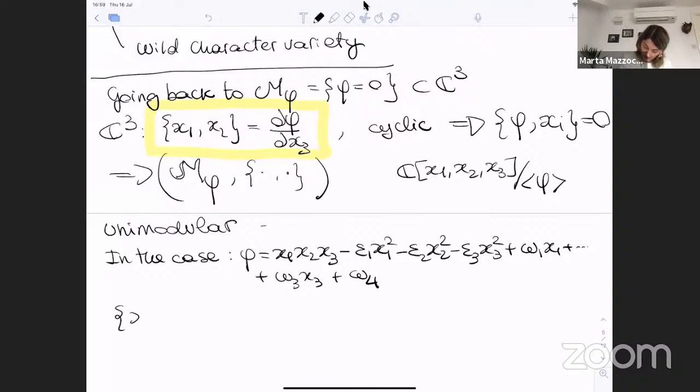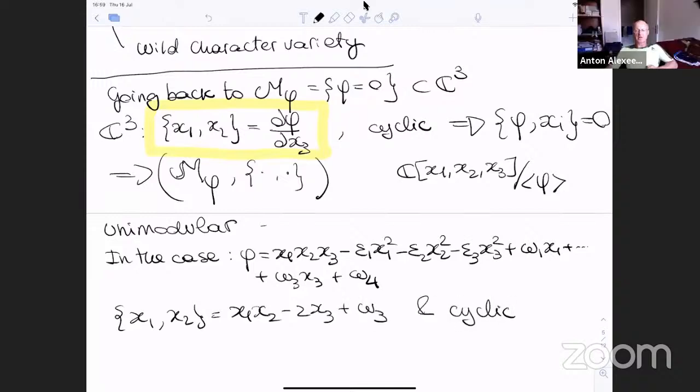We have, for example, that x1 with x2 is x1, x2 minus 2x3 plus omega 3 and cyclic. Okay? Epsilon 3, x3, is it right? Yes, thank you.